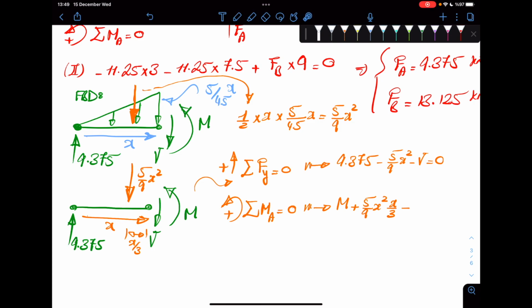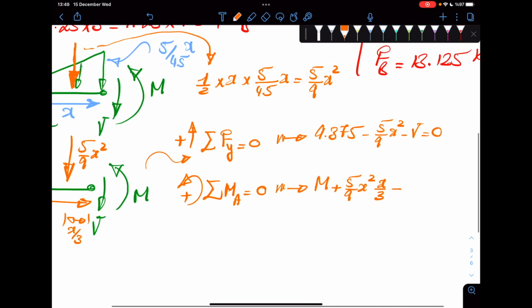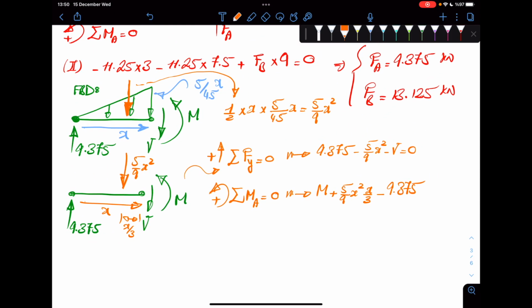So the next one here, we write the moment. That's the internal moment. This is the moment of the force, that's the force times distance. And then you would have the moment due to that force, 9.375 times distance x, is 0. So these two equations give you your equation for V and the equation for M.